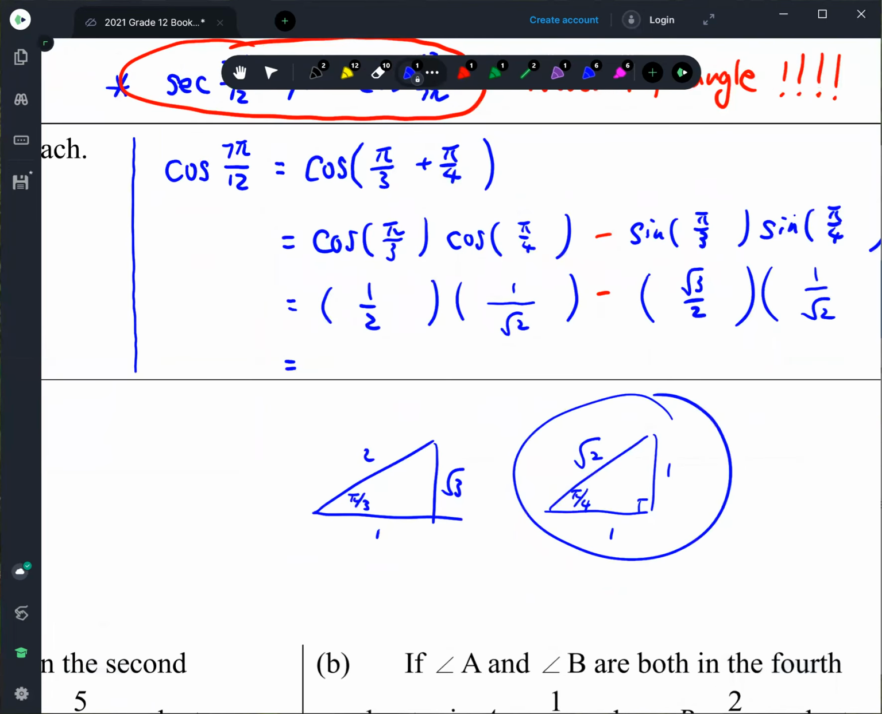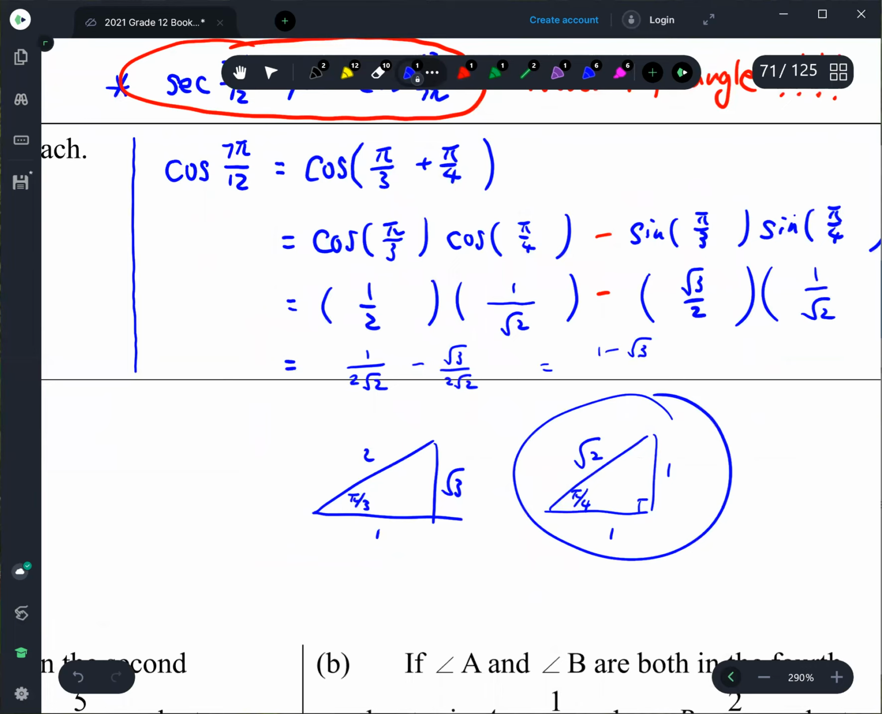First two fractions times together, you get 1 over 2 root 2, right? And then the other one is root 3 over 2 root 2. That will give you 1 minus root 3. The denominator is the same, 2 root 2. Can you raise your hand if you agree with the answer so far? But we're not done yet. So just make sure you got here. Raise your hand if you got everything up to here.